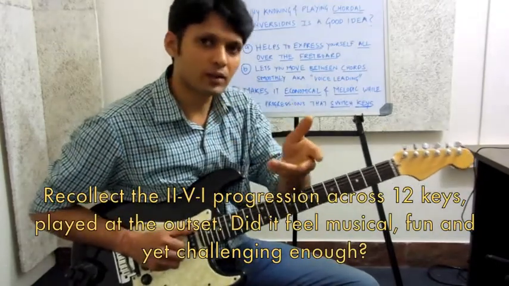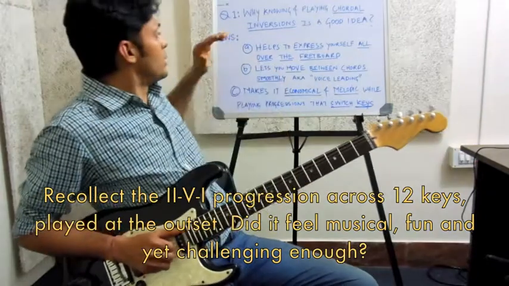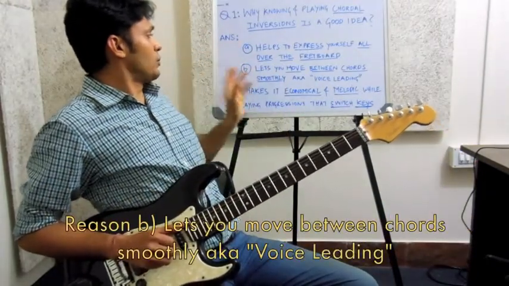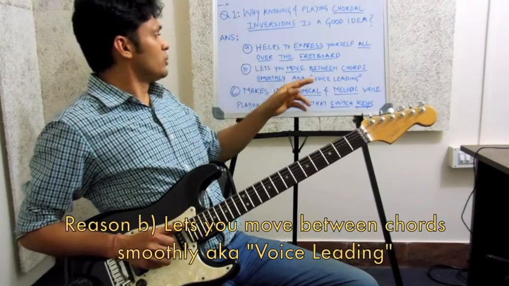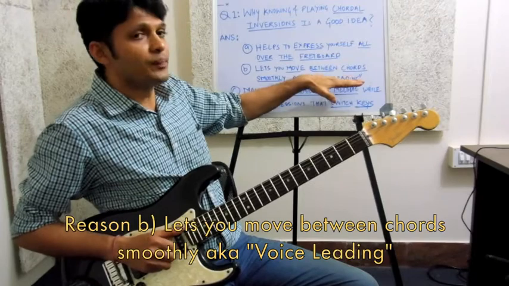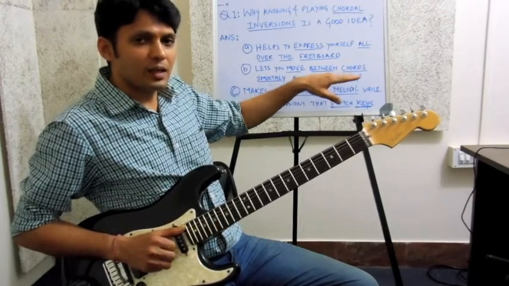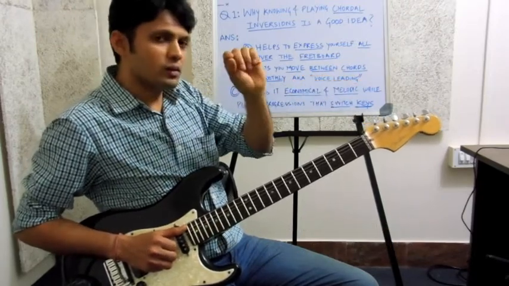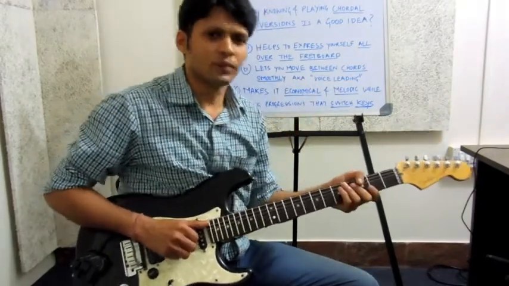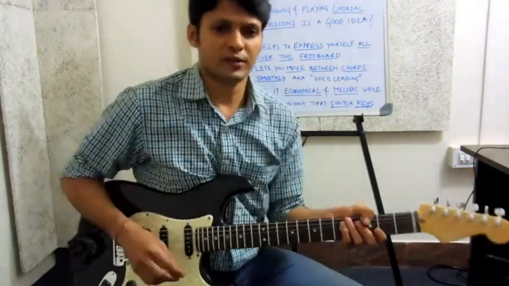Now how would I be doing that? I'd probably have to tie point A and point B. Now what does point B say? Point B says, lets you move between chords smoothly, aka voice leading. Now this concept of voice leading is what I'm going to be tackling in depth in a different video, but I'm going to give a gist of this particular concept in this video too. So how am I going to be doing this?